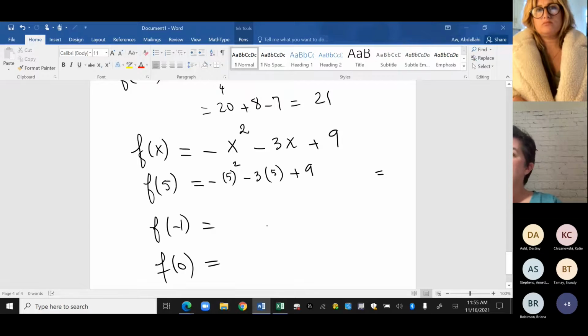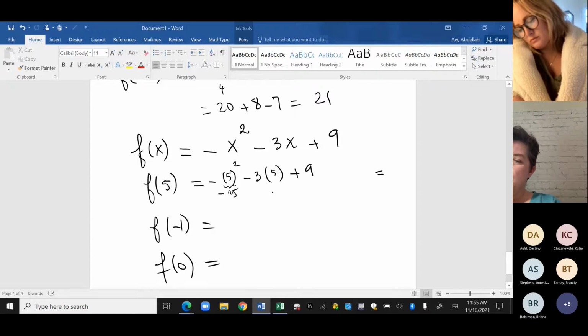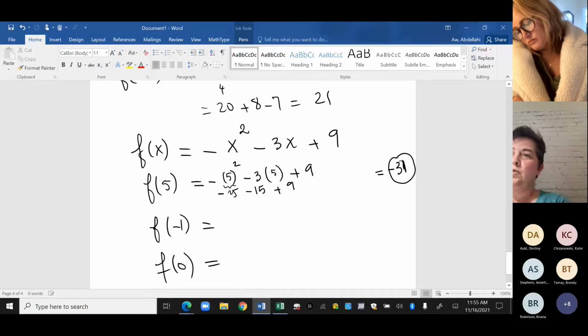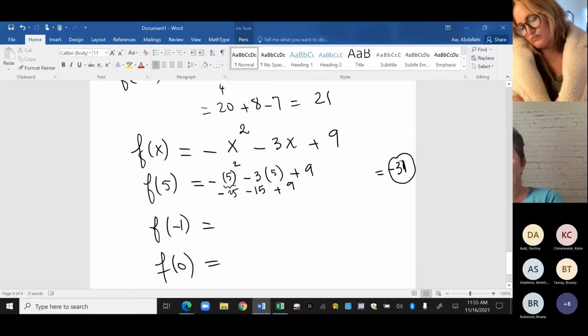Okay. So 5 squared is 25. Exactly. And I kept the negative. Yep, that is absolutely right. Negative 25, then minus 15, then plus 9, which is negative 31. Negative 31. That is correct. Okay, I was not sure about that. Yeah, that is absolutely correct.